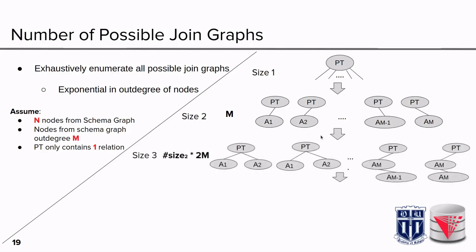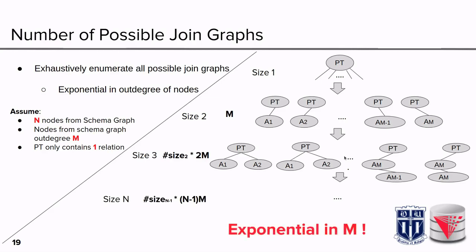In the next step, since from the previous step we have 2 slots available to extend an edge, we have the number of size 2 graphs times 2n, and so on. We have recursively derived the relation from the previous step. So in summary, it is exponential in n.